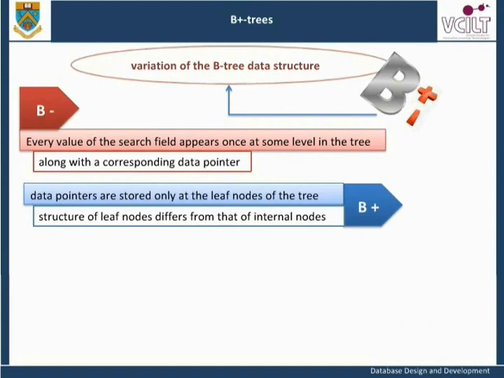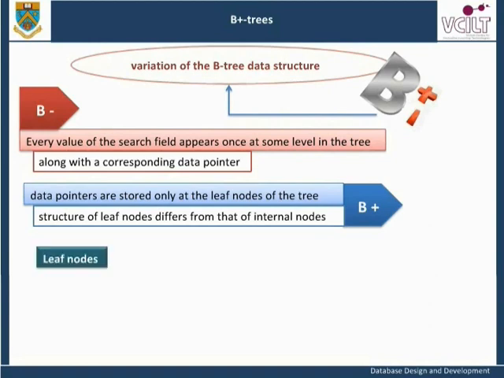The leaf nodes have an entry for every value of the search field, along with a corresponding data pointer to the block containing the record with that value, if the search field is a key field. For a non-key search field, the pointer points to a block containing pointers to the data file records, creating an extra level of indirection, as we have seen before.